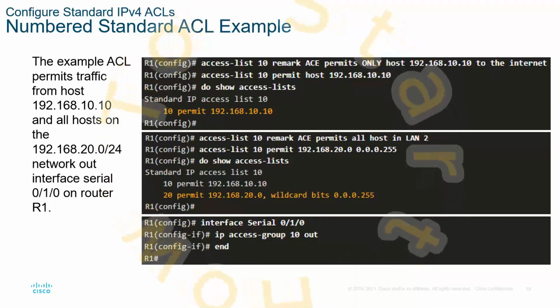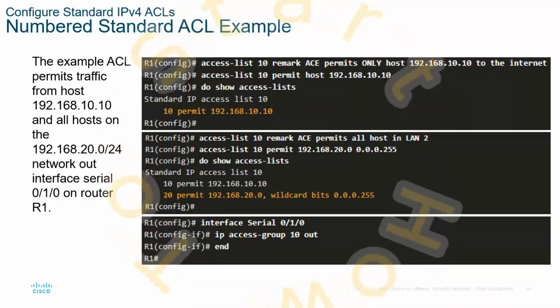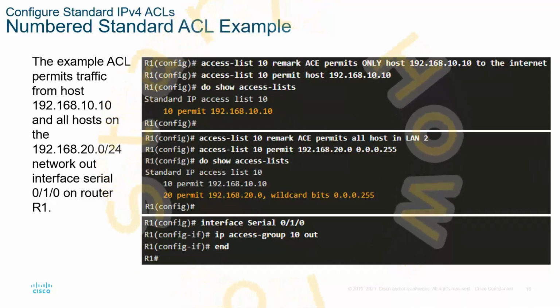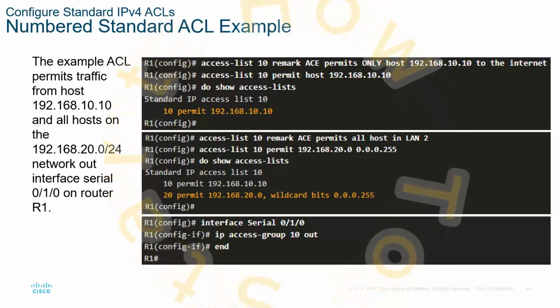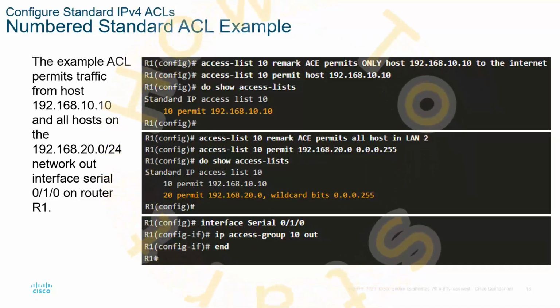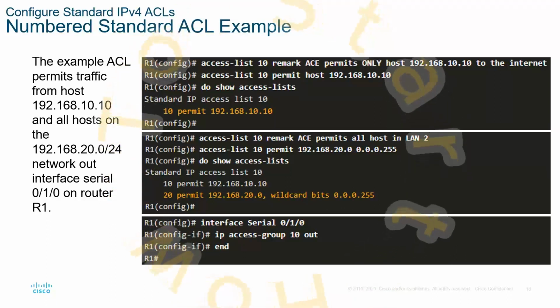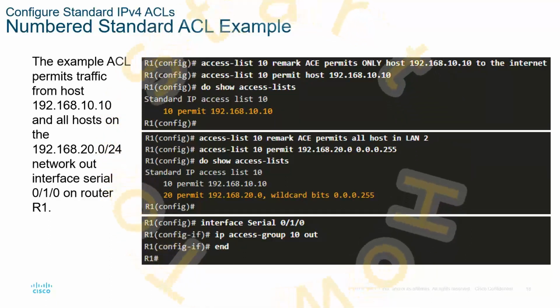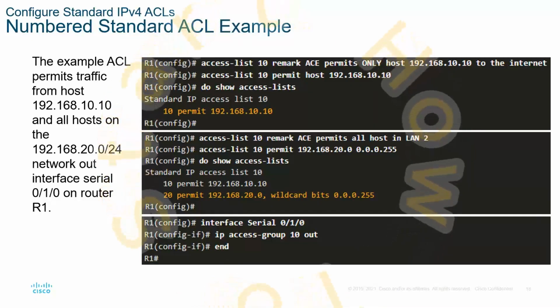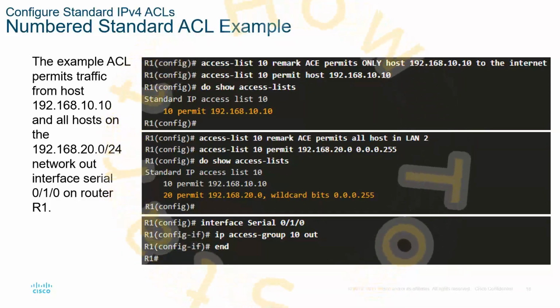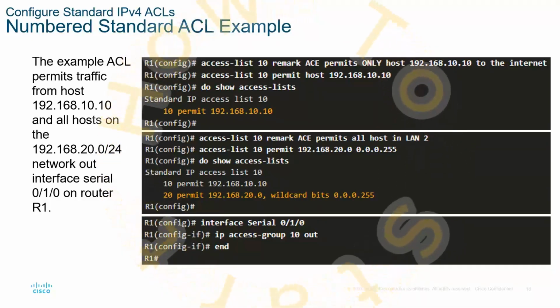And what we would be doing is we're going to apply this to the serial 0/1/0 interface. And we do that by, again, issuing the ip access-group 10 command. And as it leaves, or as it egresses the interface, that's where we want to apply it. That is now going to take that ACL and apply it to that interface and all traffic leaving that interface.